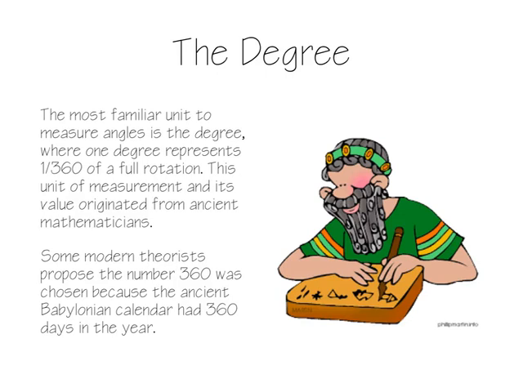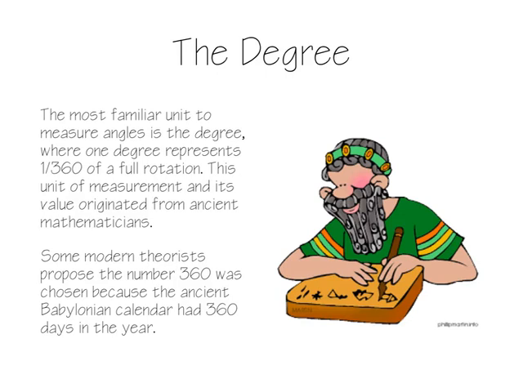So this unit of measurement and its value originated from ancient mathematicians. There's not really any certain reason as to why they chose 360 degrees to be one full rotation. There are lots of theories. One theory is that the number 360 was chosen because the ancient Babylonian calendar had 360 days. Another theory is that 360 is a number that's nice to break, like you can break it into lots of factors. And there could be also lots of other reasons.